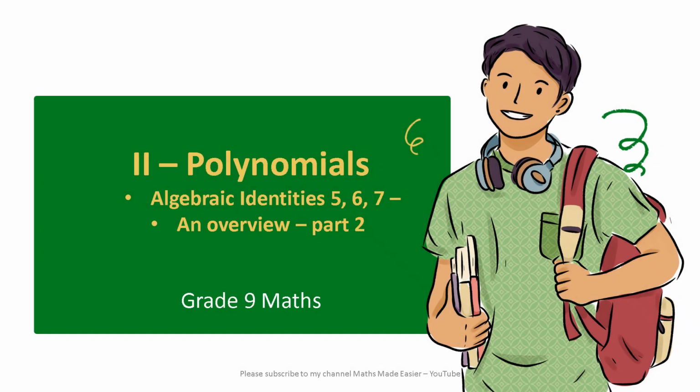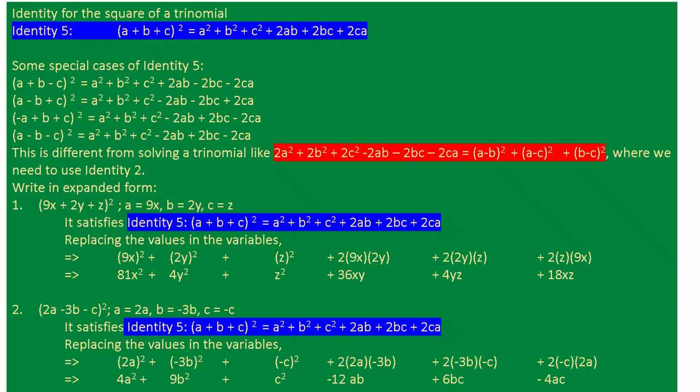An overview on algebraic identities 5, 6 and 7. Let's look into the identity for the square of a trinomial. It is identity 5 and it goes as (a + b + c) the whole squared is equal to a squared plus b squared plus c squared plus 2ab plus 2bc plus 2ca.